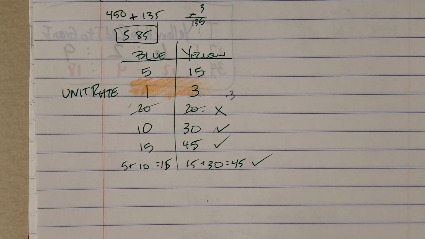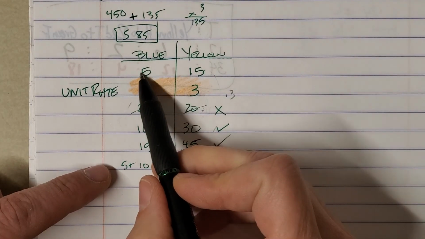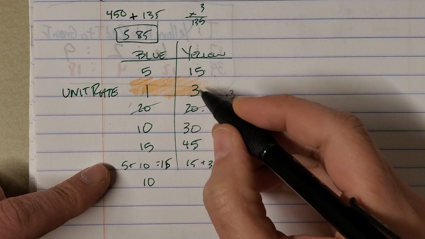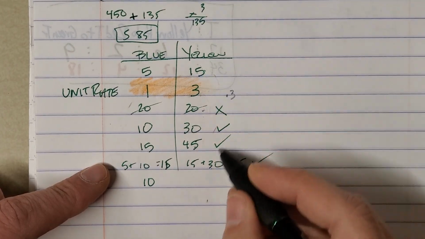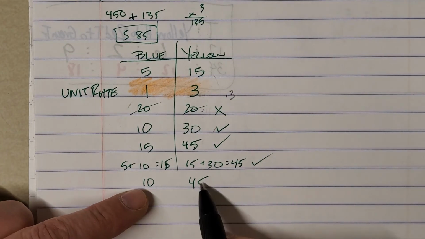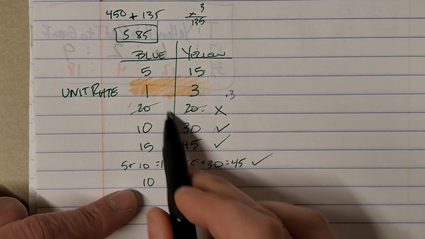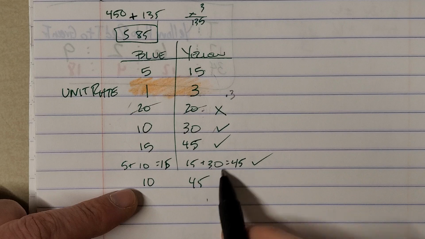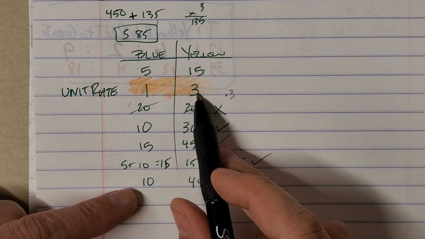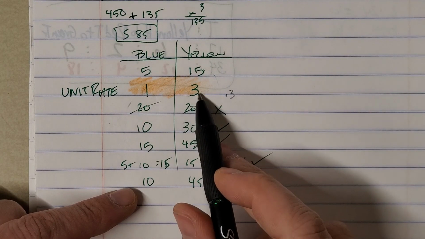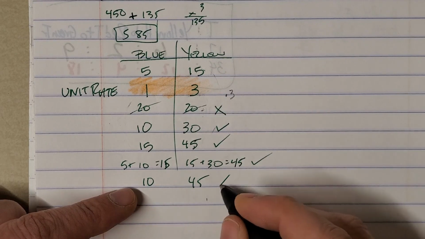Cool. Double the amount of blue and triple the amount of yellow. Ooh, this sounds fun. Double this times 2 is 10. Triple this, 45. Does 10 to 45 work? Okay, well, let's get back to our unit rate. 10 divided by 10 is 1. 45 divided by 10 is 4.5. Oh, 4.5 does not match 3. Okay, so this one would not work.